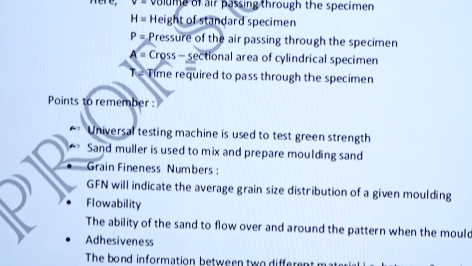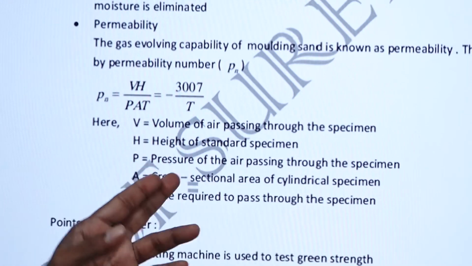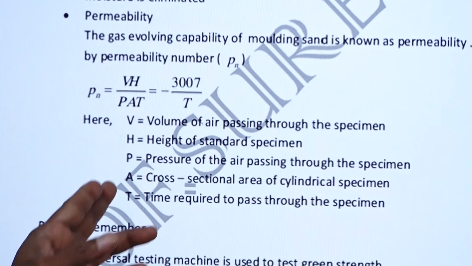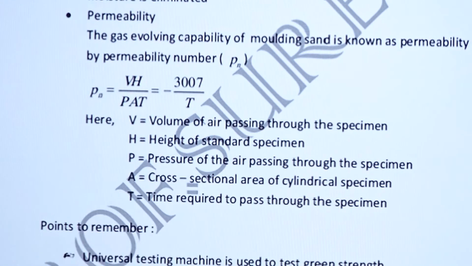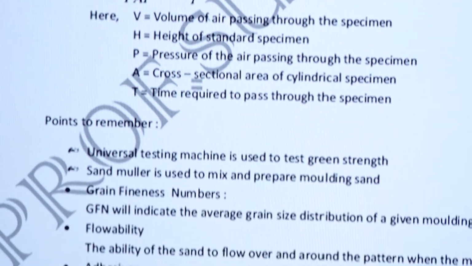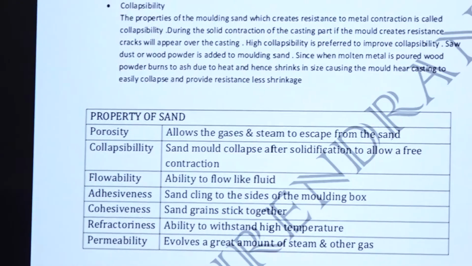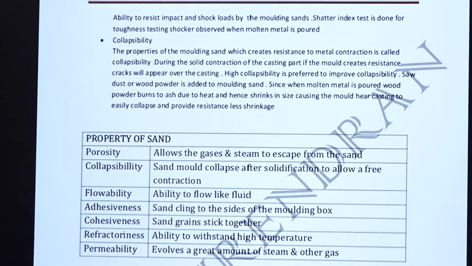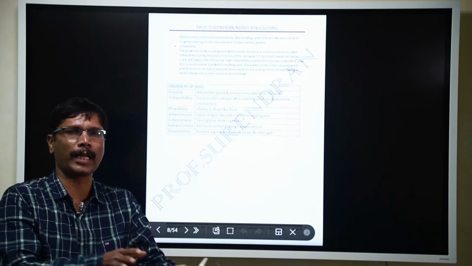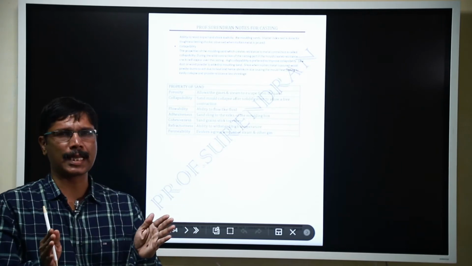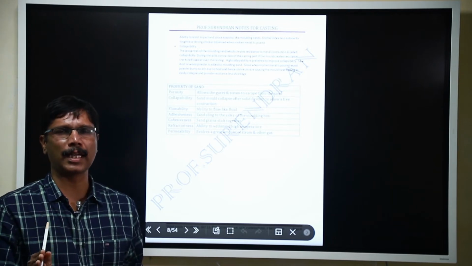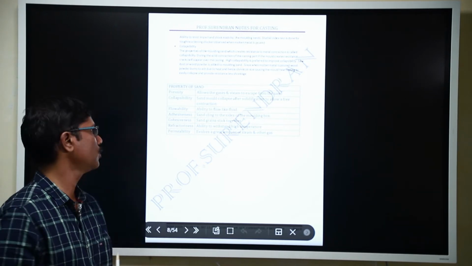Permeability can be calculated by the formula VH/PAT, where V is the volume of air passing through the specimen, H is the height of the standard specimen, P is the pressure of the air, A is the cross-section area of the cylindrical specimen, and T is the time required to pass through the specimen. Next is collapsibility. After casting, the sand has to break away. Flowability is the ability of sand to flow like a fluid. Cohesiveness is the ability of sand grains to adhere together. Adhesiveness is the ability of sand to stick to the pattern board.